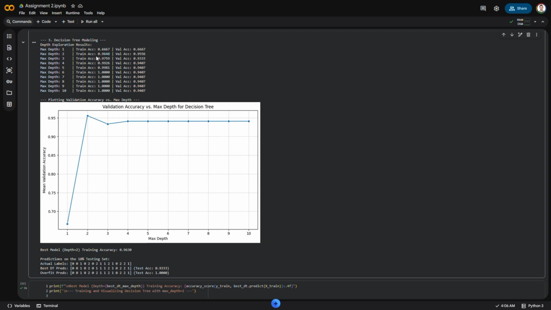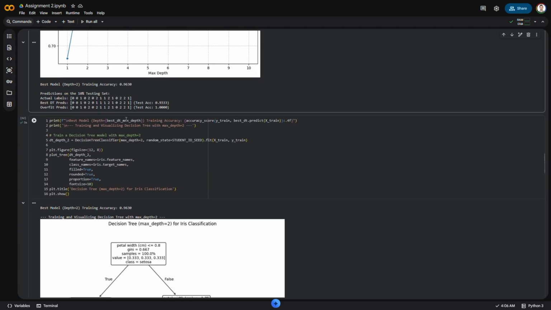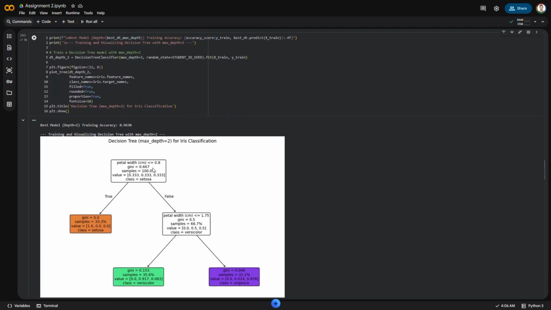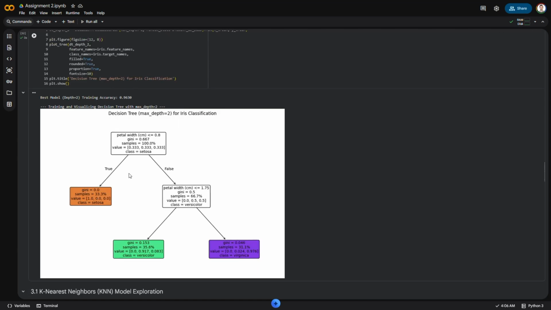When the depth increased, training accuracy reached 1, but the validation accuracy did not improve. This indicates overfitting. The decision tree visualization is also useful. It mainly uses petal width to separate the classes. This agrees with the data analysis, where petal width and petal length were the most informative features, so the model result is physically and visually understandable.